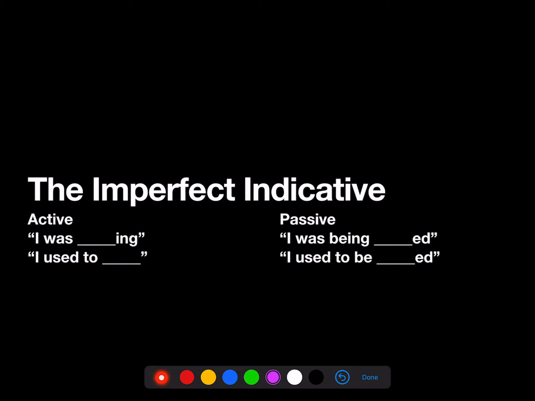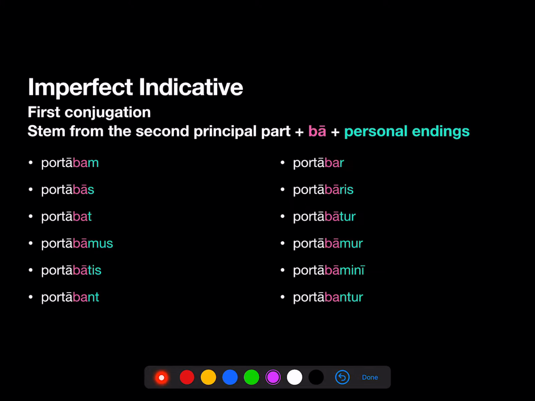Now let's go on to the imperfect indicative, active and passive. In the active, I was blanking, I used to blank. In the passive, I was being blanked, I used to be blanked. The imperfect is actually much more regular.